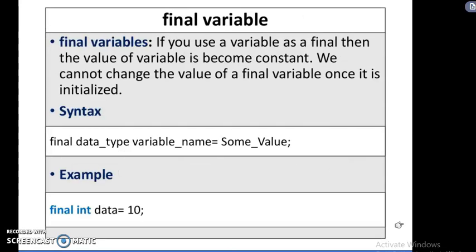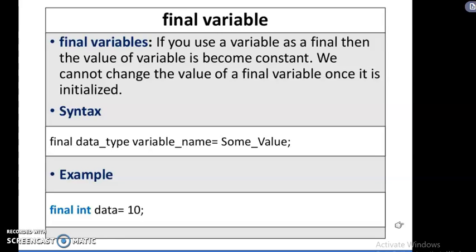So let's start the concept of the final keyword in variables. Final variables. If you use a variable as a final, then the value of the variable becomes constant. That means you cannot change the value of a final variable once it is initialized. We cannot change the value of a final variable once it is initialized.